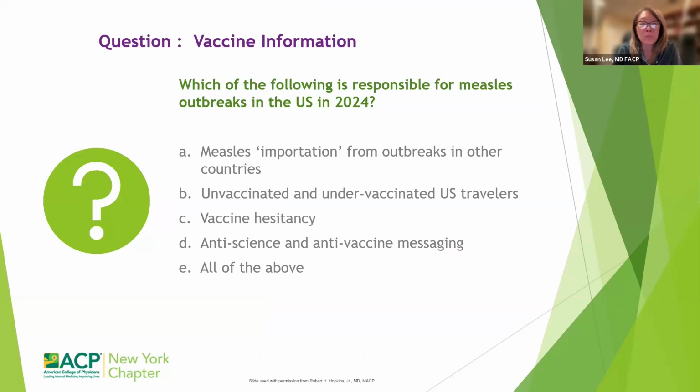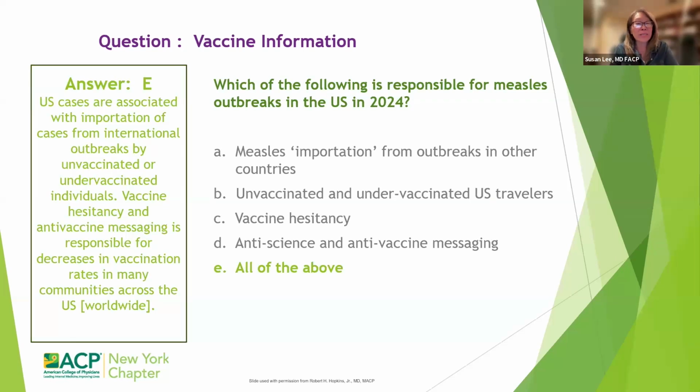Which of the following is responsible for measles outbreaks in the United States in 2024? A, measles importation from outbreaks in other countries. B, unvaccinated and under-vaccinated US travelers. C, vaccine hesitancy. D, anti-science and anti-vaccine messaging. E, all of the above. And the answer is E.